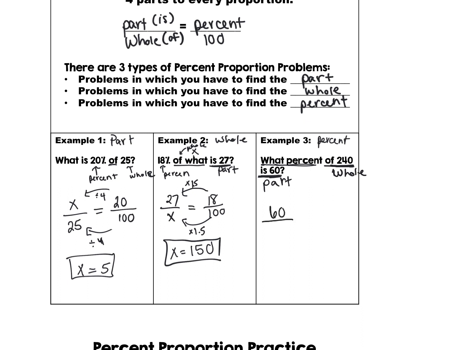So we have 60 over 240 equals a percent over 100. And our percent, we're going to just leave as x because we don't know what it is. So now we're going to say, how do I get from here to here? I need to know how I got from here to here. Well, I'm going smaller, so I know I'm dividing. So I need to take 100 divided by 240, which gave us an ugly number.